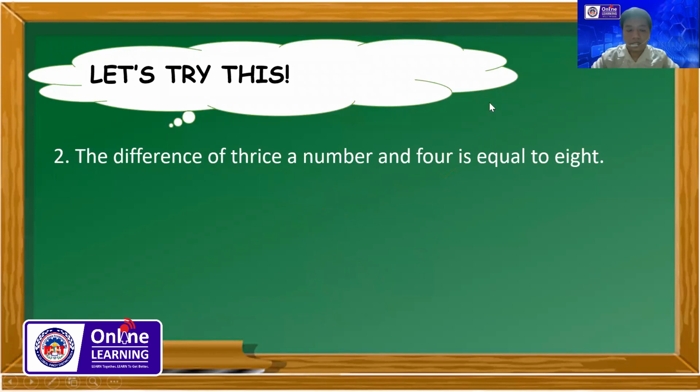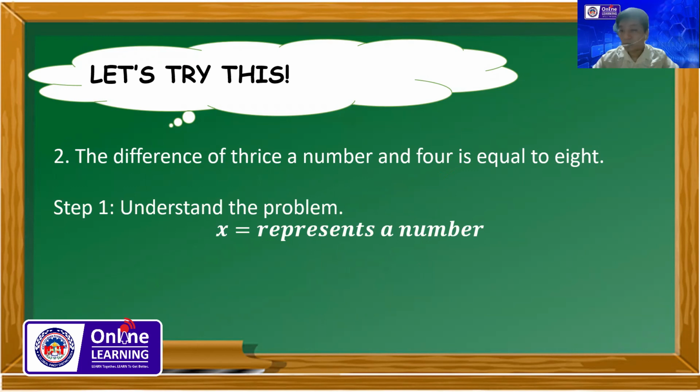Example number 2, so the difference of thrice a number and 4 is equal to 8. Again, the difference of thrice a number and 4 is equal to 8. So again, we will apply the 4 steps of George Polya, which is under the problem solving process. So again, step number 1, understand the problem, and then we will let x represent the number. Since x is the number, x is also represented for us to get the final answer.